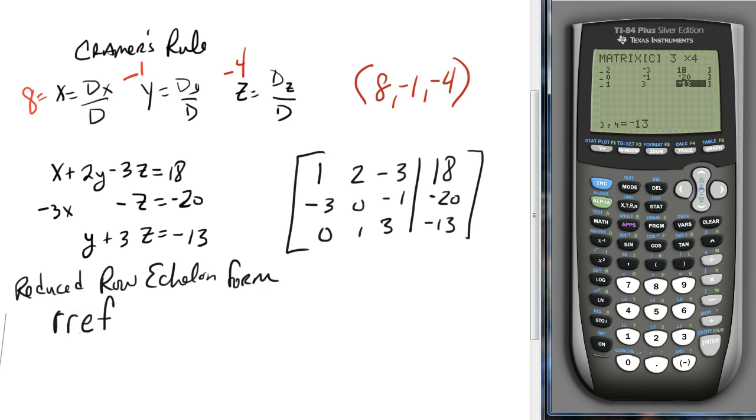All right, so now it's all typed in. So I have it under C. So it's a 3 by 4. So now second quit, second matrix, math, and if you scroll down, there's one that says RREF. So I'm going to hit that and I'm going to tell it to go to C.